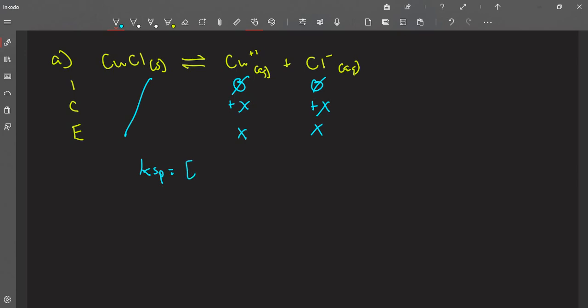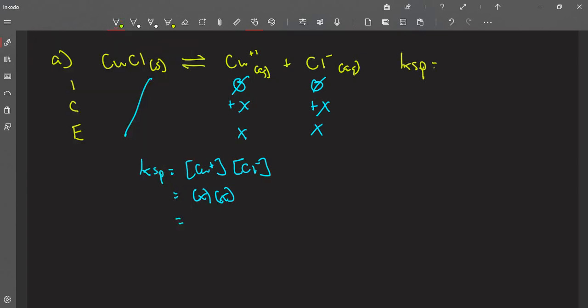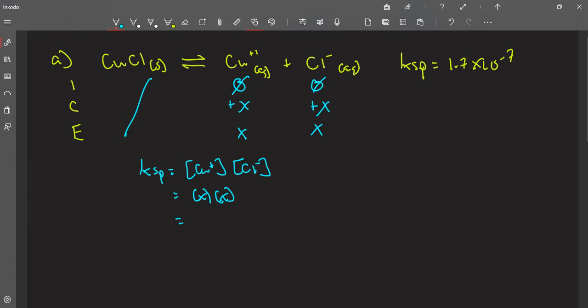All right, so the Ksp expression is [Cu][Cl]. Good. We have x times x. We know the value for Ksp; that was given to us in the question, so let's just write down what's given. Okay, back to solving. Ksp is 1.7 times 10 to the negative 7. We're going to root both sides to solve for x, and here we are.